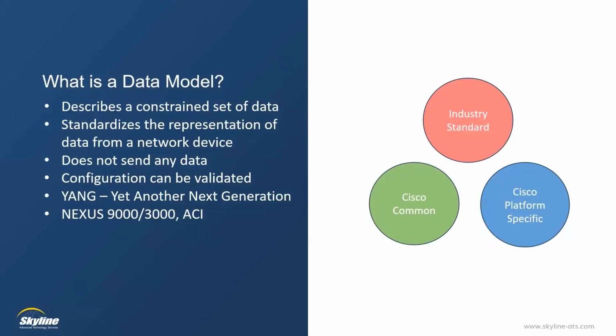It can be used for validating a configuration. When we think about the language that we're going to make these models in, YANG, which stands for Yet Another Next Generation, is a language that we can use to describe our data or our model. And there are a lot of different devices that have data models. Your Nexus 9000s, 3000s, ACI, DNA Center, all those have data models.